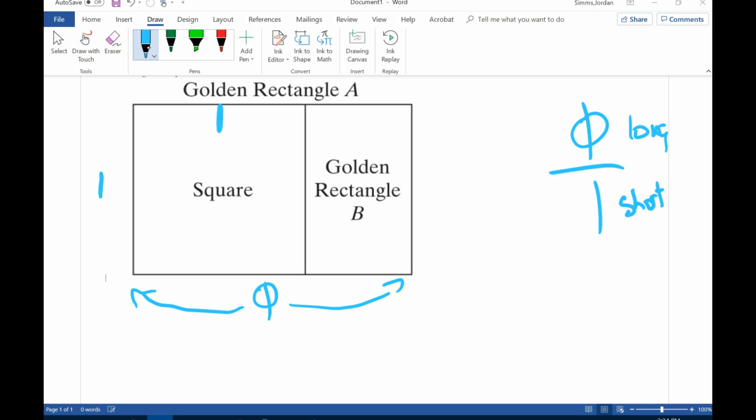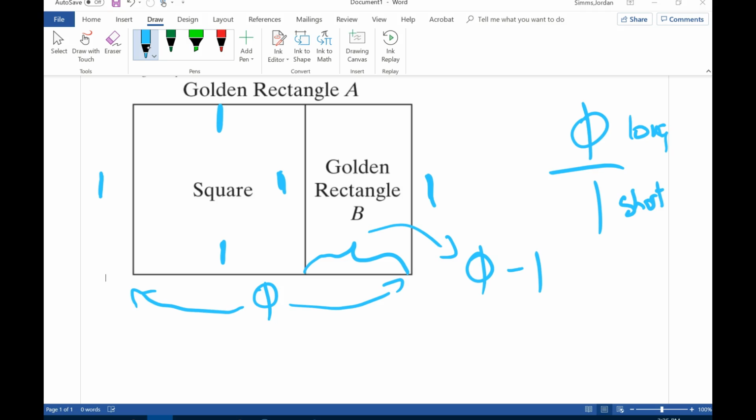And in this square, I know that all these sides are 1 right here, and I know that this side over here is 1. Okay? So that's cool. This part right here, from here to here, we can model this. This is going to be phi minus 1.